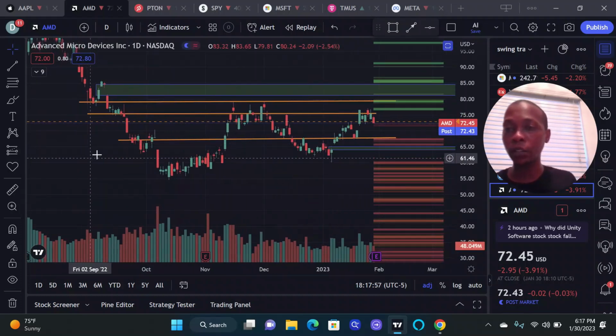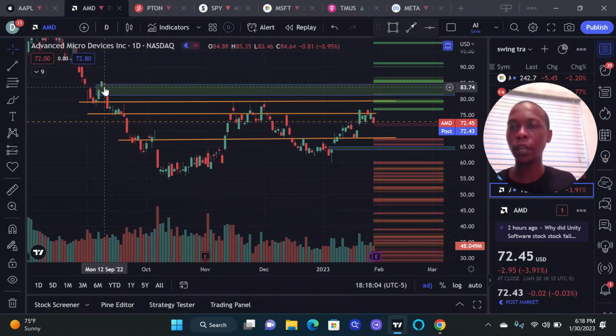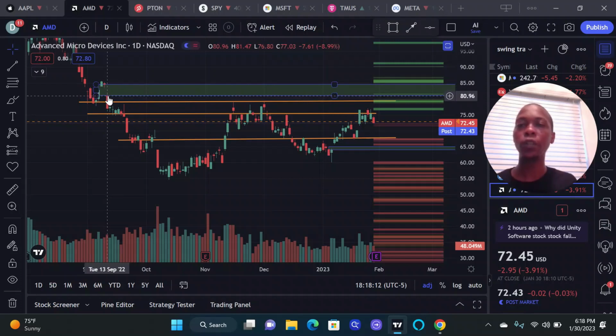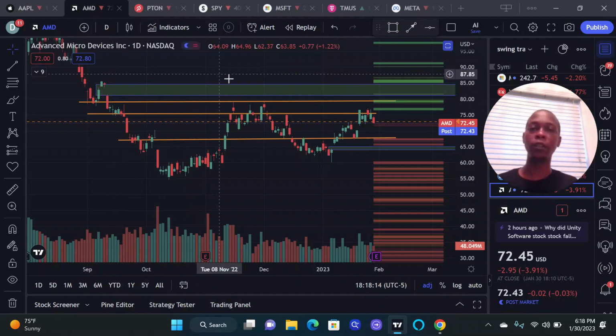Alright, so you can see there's a small gap right here, from here where it closed up to here. It did wick down at some point today, but I don't know when that happened, so I'm gonna take it as it happened during the day. So it closed here and then opened here, so I got a gap right here from here to here.